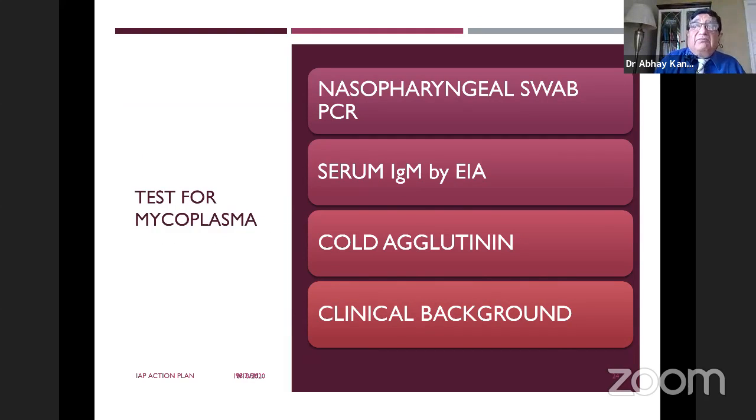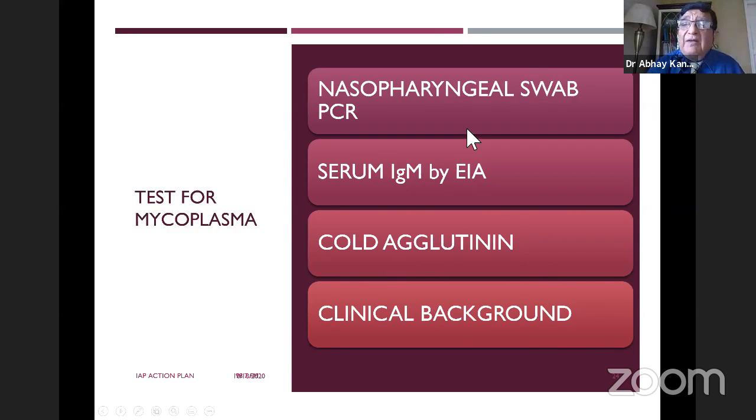As far as tests for mycoplasma, nothing is the gold standard. We can use a nasopharyngeal swab PCR, serum IgM by ELISA, cold agglutination, and clinical background. All these three have their own merits and demerits. I'm not going to detail them, but what is required most is the clinical background, which is the most important.